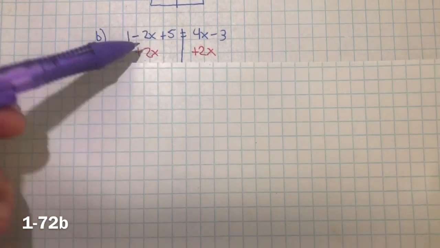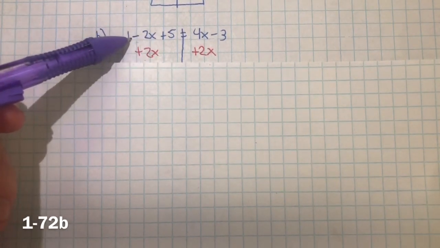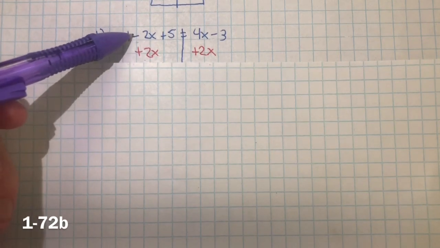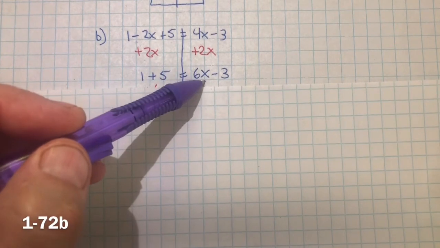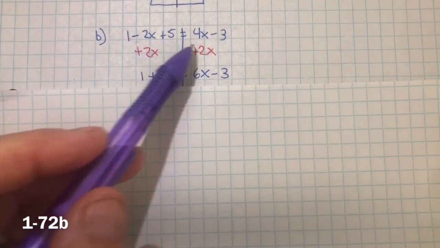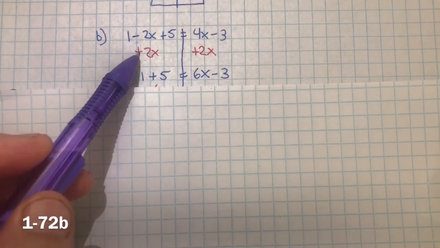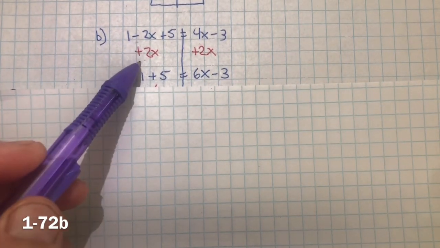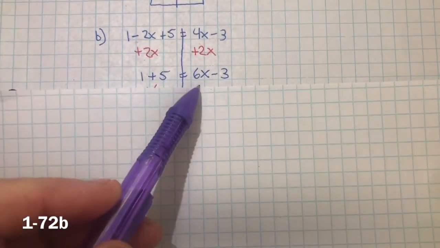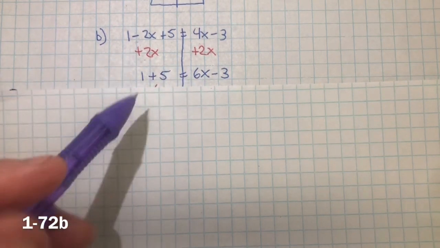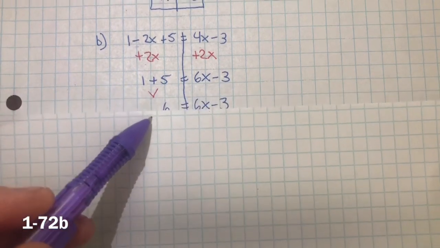It creates a zero pair. Really common mistake is to subtract 2x and not realize that this sign goes with this term. Zero pair, 4x plus 2x is 6x. Now, you could subtract 4x from this side and bring it to this side, but then -4x and -2x is -6x. Then we have to deal with that negative x value. This way, I'm dealing with a positive x value. Here, I can combine like terms. 1 plus 5 is 6.